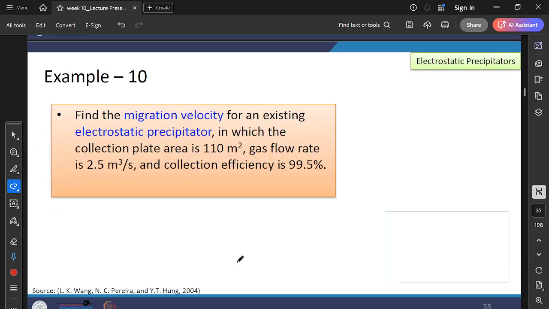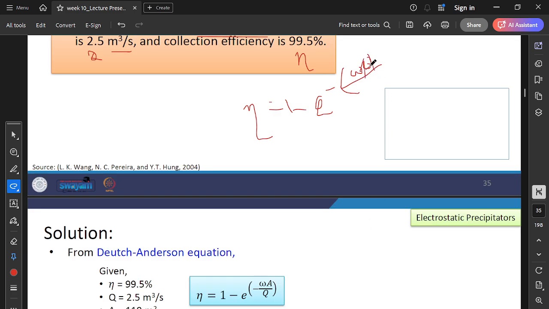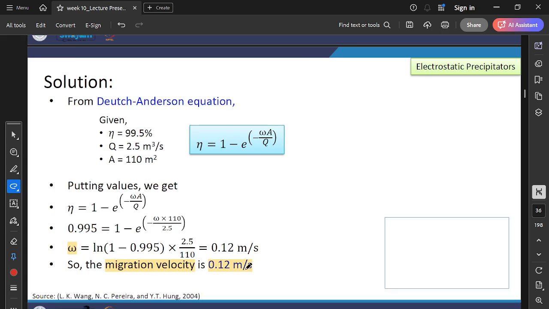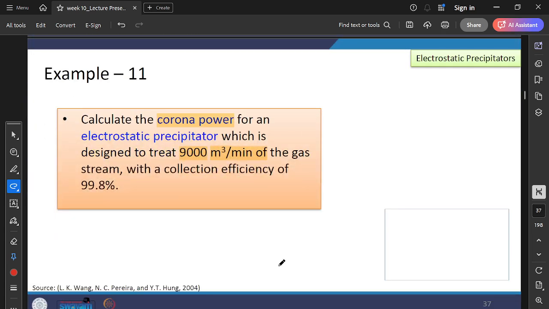Okay, again there is a problem with the electrostatic precipitator. Find the migration velocity. They are asking about omega. For the existing electrostatic precipitator, the collection plate area A is given, and the flow rate Q is given in meter cube per second. Collection efficiency is given. So again, if you use the same formula, 1 minus e power minus omega A by Q, you will get omega. Just take ln on both sides. 0.12 meter per second. Okay.